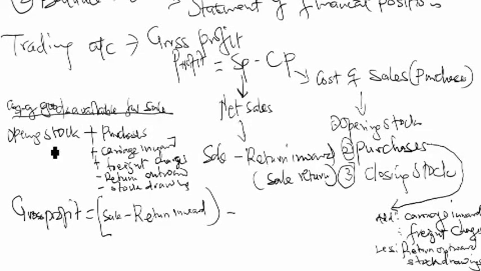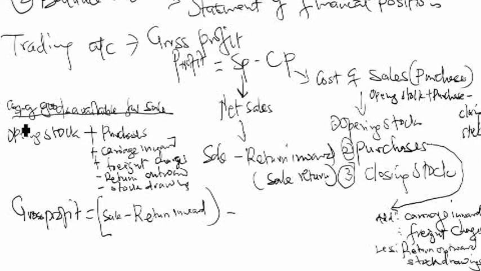When you have these, then you less the closing stock, and what we get is the cost of sale. So our equation here is the opening stock plus purchases, you less the closing stock. That's what we are calling the cost of sale. Opening stock plus purchases, less closing stock.